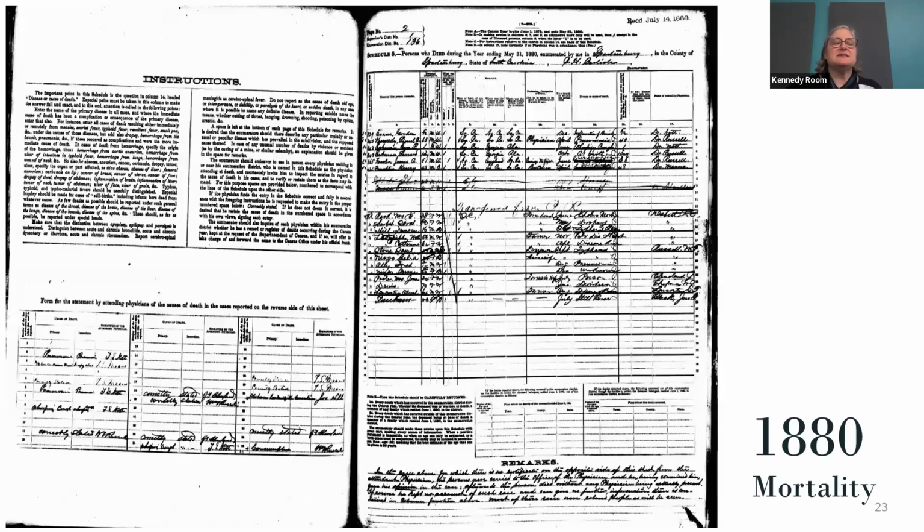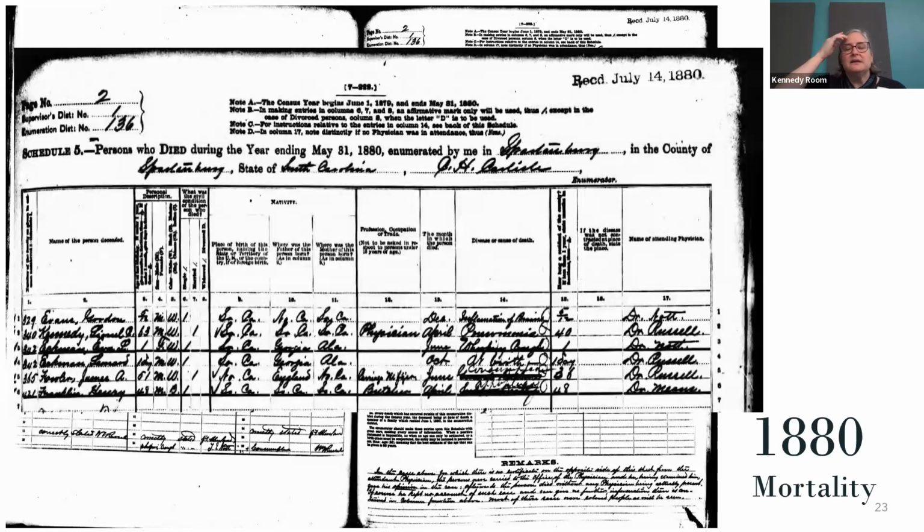The mortality schedule. And you can see there are instructions on the left, there's information bottom left, and then there is the listing of people on the top right, and some remarks at the bottom that basically say somebody reviewed the cases if they weren't actually attending, and this is who certified those deaths.